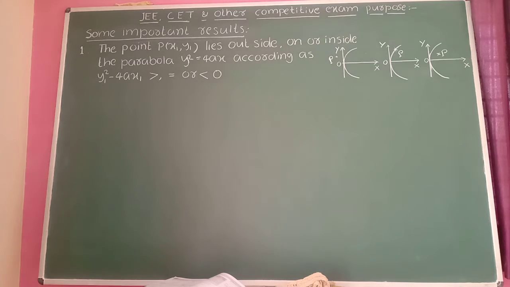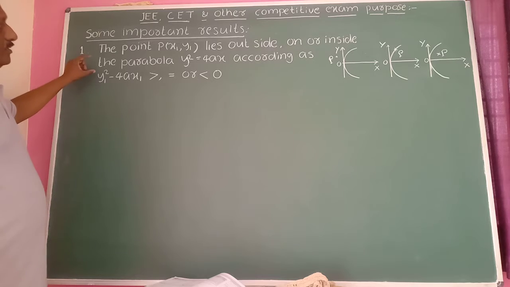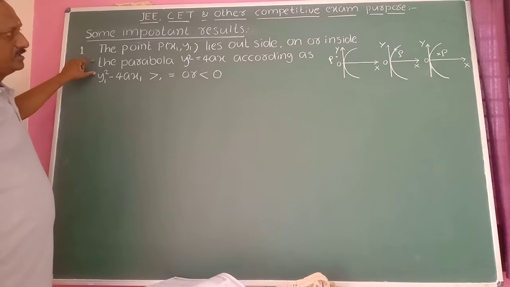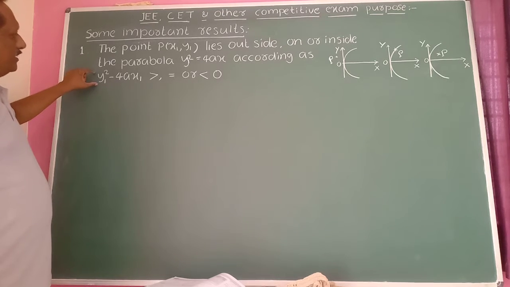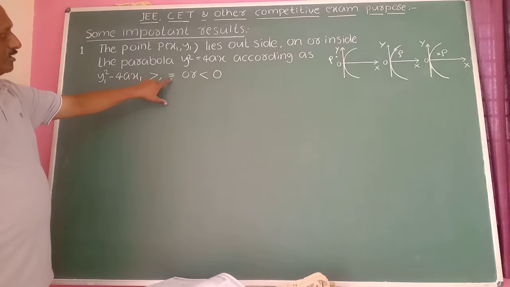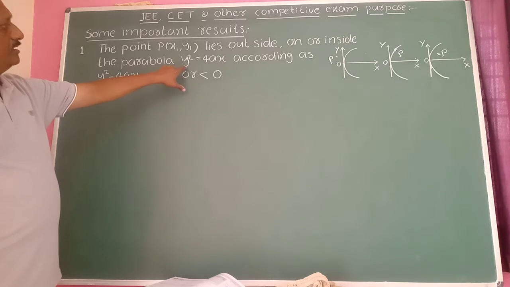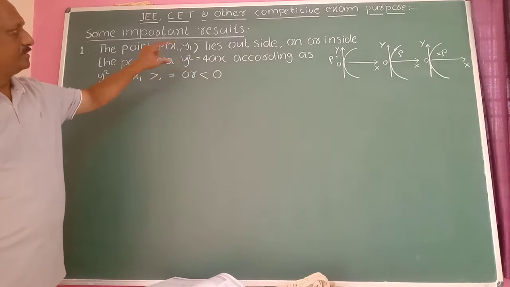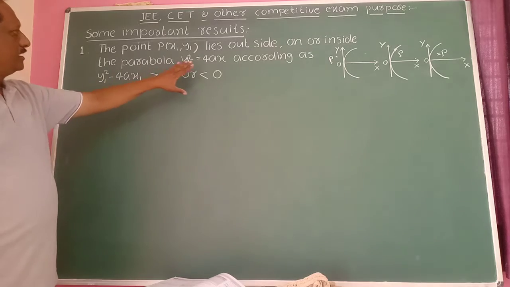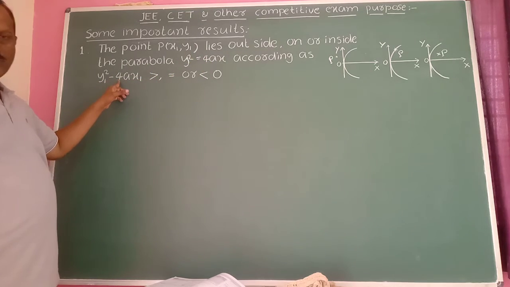Here the point P(x1, y1) lies outside, on, or inside the parabola y square is equal to 4ax according as y1 square minus 4ax1 is greater than, equal to, or less than 0. Just replace y by y1 and x by x1 here, then take 4ax1 to the left side. We get y1 square minus 4ax1.